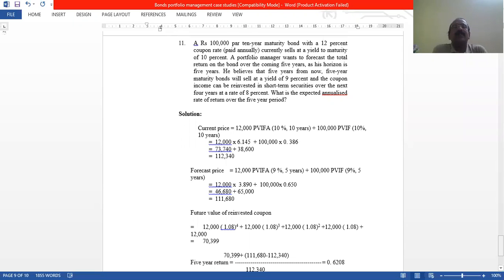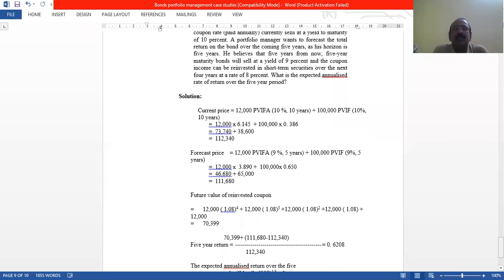Now, what is a 5-year? You are receiving the original interest from the first bond. So he can reinvest. What percentage he can reinvest? He is reinvesting at 8%. Okay. So first year interest you will receive at the end of the first year. So you are reinvesting for 4 years. 12,000, 1.08 power 4.